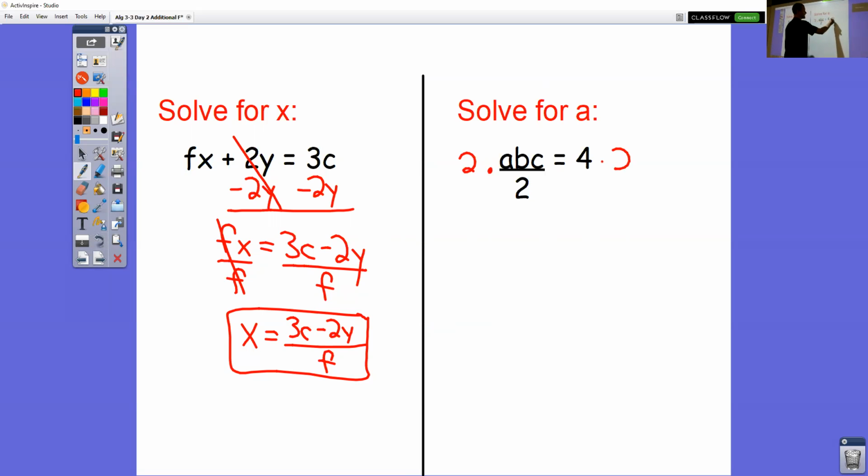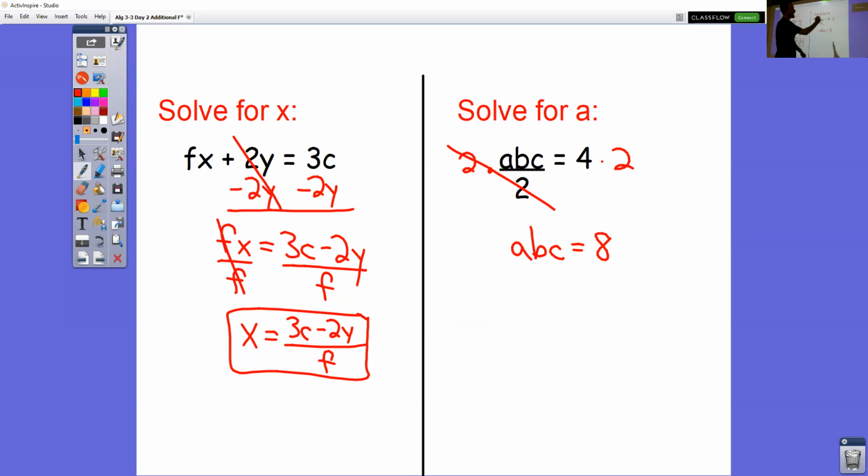So the first thing that we need to do is get rid of that divided by 2 by doing times 2 and times 2. So now I have ABC equals 8. You can multiply those together. You don't need to leave it as 4 times 2. If they're both plain numbers, you can multiply them together.